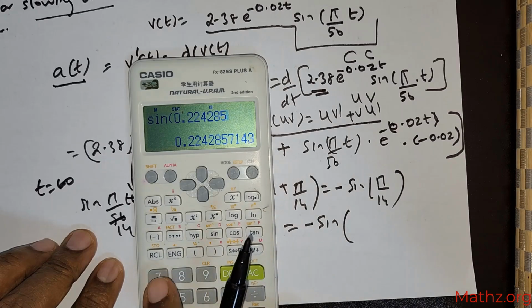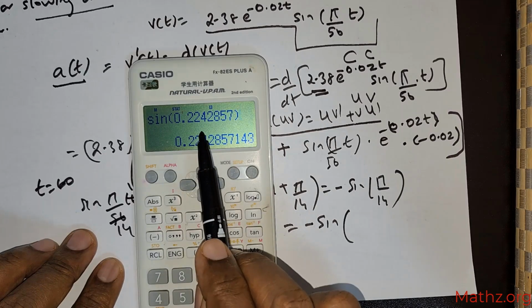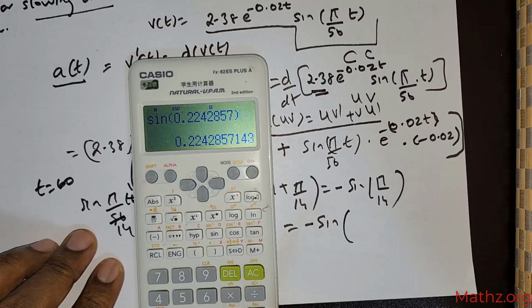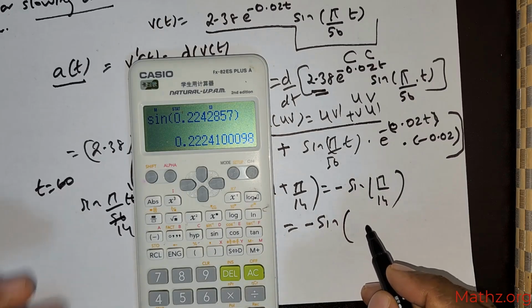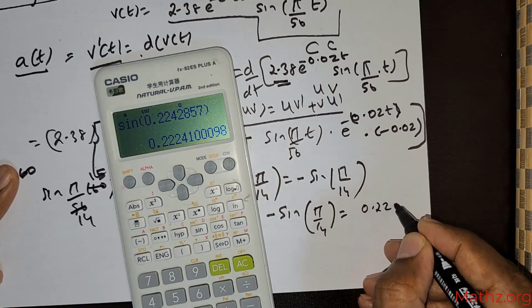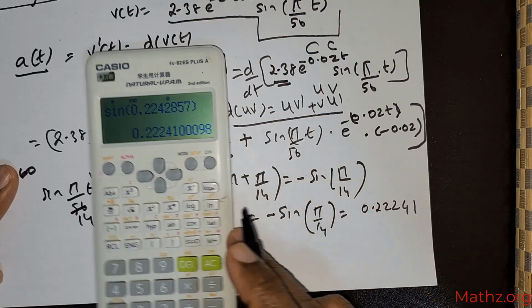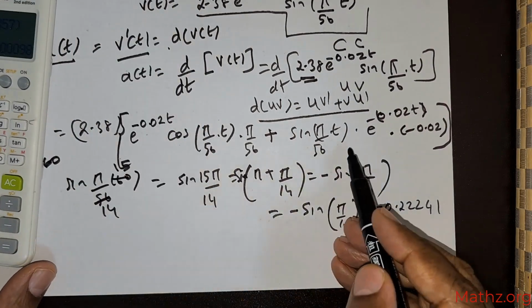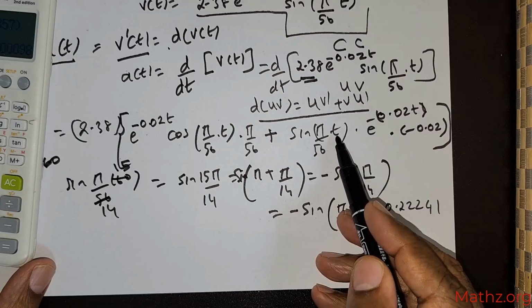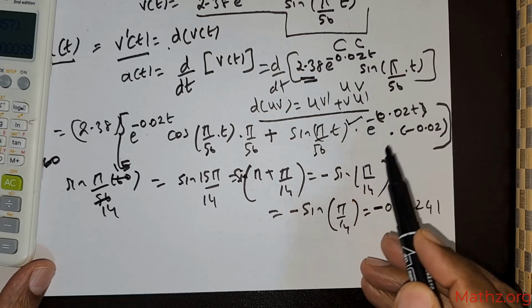85, probably you want to place 7, you close the parenthesis and find out the value. How many digits are you taking? 2, 4, 6, 7 digits. This is giving us a value of 0.22241. You have a negative sign, so place the negative sign there. Now this is sine of pi over 56 when t is equal to 60. Okay, you have got that off.